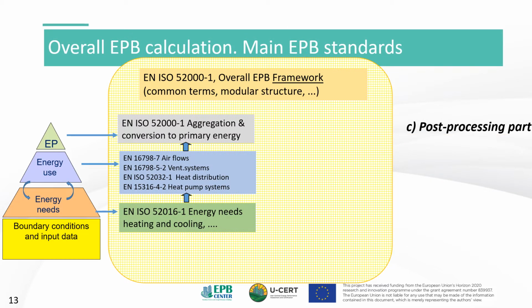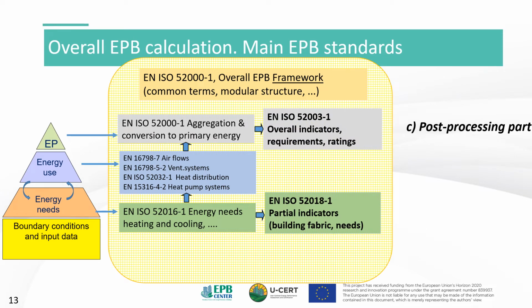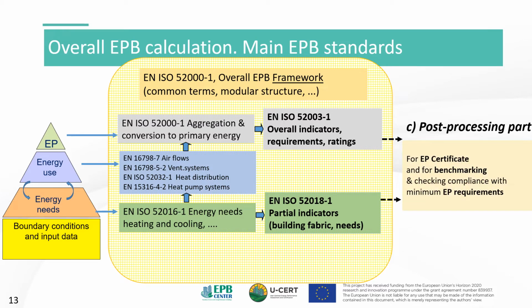And then we come to a next section, that is the standards on post-processing. And here we have two important standards. One, EN ISO 52003 Part 1 with overall indicators, requirements and ratings, and then a similar standard on the partial indicators on the building fabric and needs, which uses the output of the calculation of energy needs and indoor temperatures. And then finally we have, and these are for the EP certificate, benchmarking and for checking compliance with minimum EP requirements.